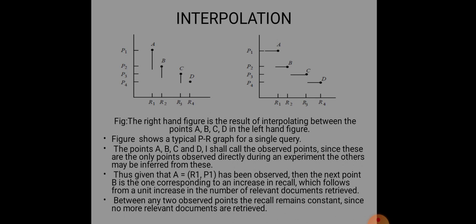We all know how we can increase a recall value: the number of relevant documents should be increased. Like that, in this observation, the recall values increased. That means in the second observation, the number of relevant documents is increased. Here in interpolation, what we do is suppose that between any two observed points, the recall remains constant since no more relevant documents are retrieved.